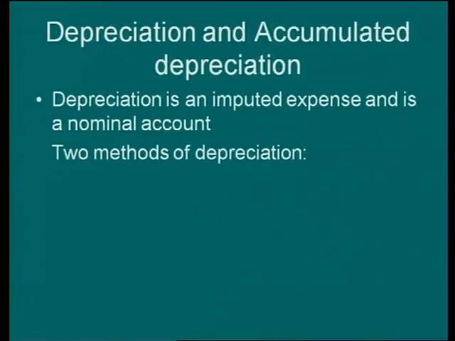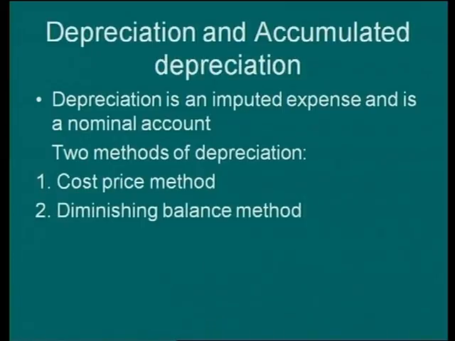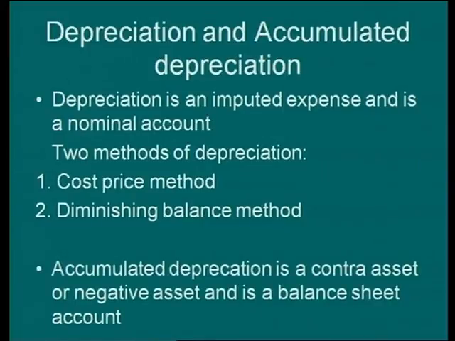Then there are two methods of depreciation that you were taught in grade 10. It's the cost price method, which will come up when we work through the example later, and the diminishing balance method. I'll talk about those two methods in detail, but this is really what you have to know in order to do asset disposal. And then there's accumulated depreciation, which is a contra asset or a negative asset, and it's a balance sheet account.